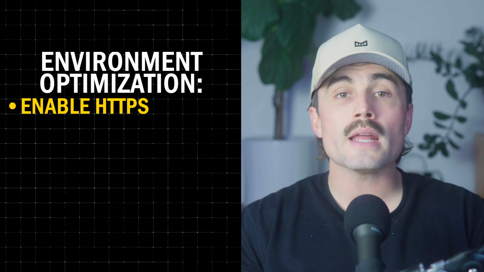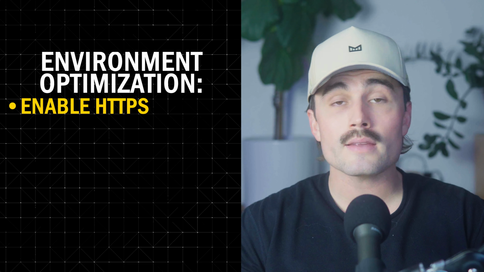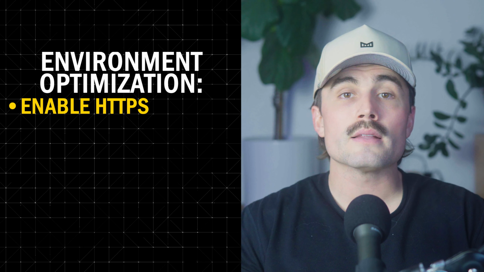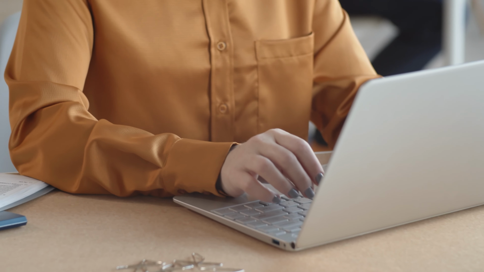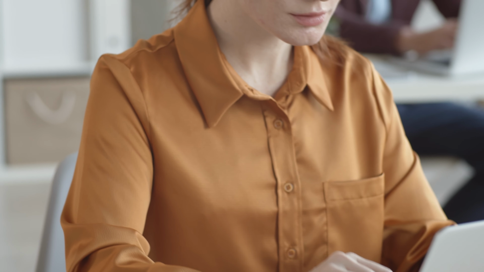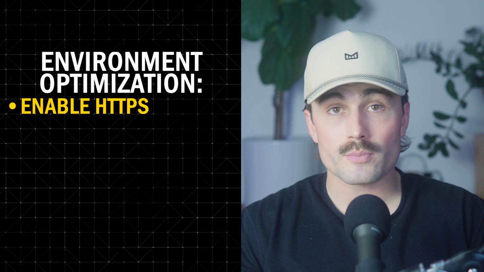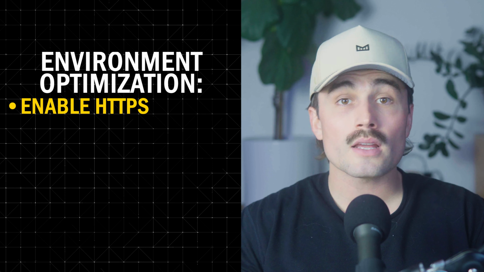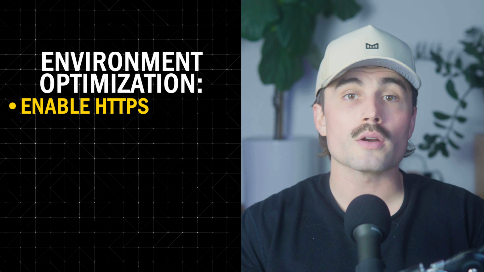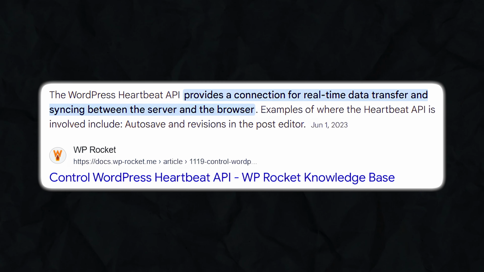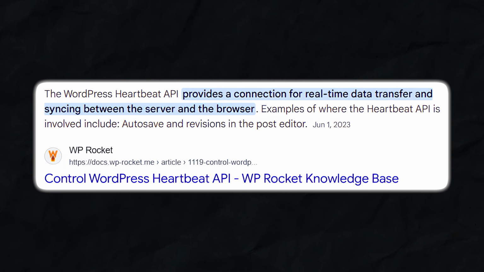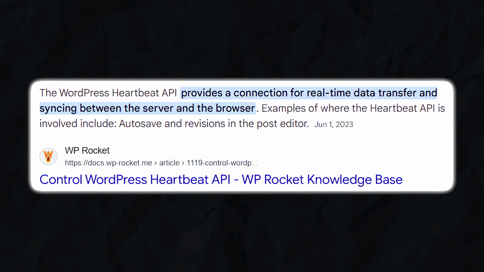Environment optimizations. SiteGround's Optimizer plugin includes settings that improve the hosting environment. Enable HTTPS. First, ensure that your site has an SSL certificate installed. SiteGround provides Let's Encrypt certificates for free. In Security, go to SSL Manager, issue a certificate for your domain, and then force HTTPS in Site Tools or via the SG Optimizer plugin. Secure connections are not only safer, but they can also speed up page load times thanks to modern protocols like HTTP/2.